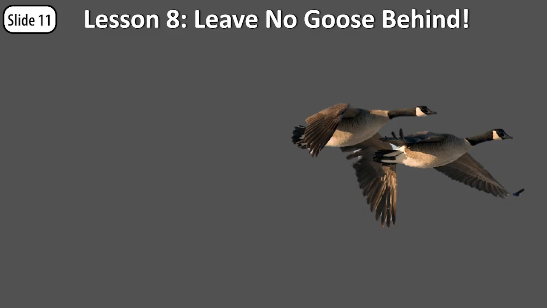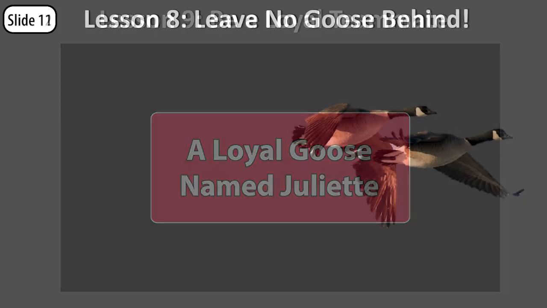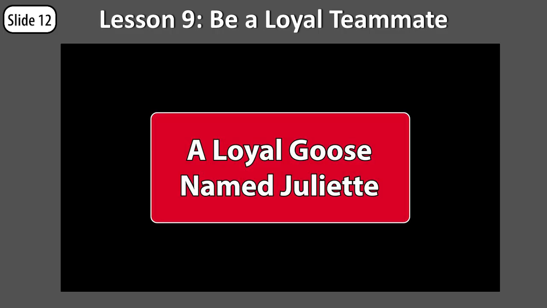If you notice a fellow member who's having a hard time or needs some help, let them know you'll be there to support them, because that's what teams do. Slide 12, Lesson 9, Be a loyal teammate. The video on this slide is about a goose named Juliet who teaches us about loyalty.